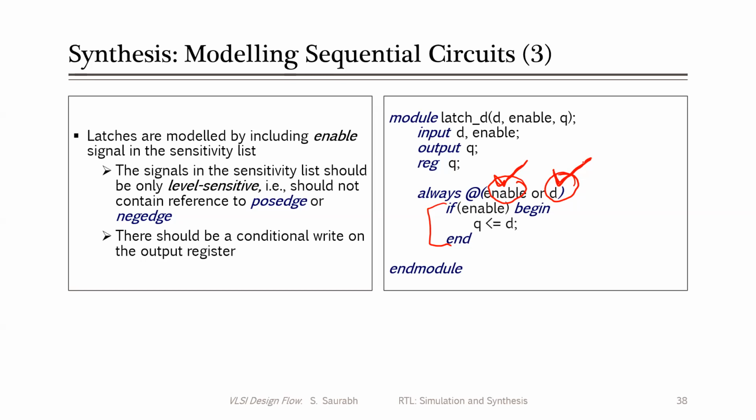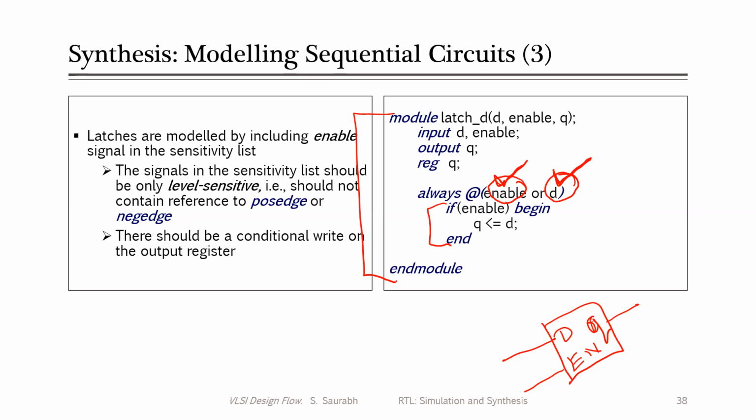Sir, what is D, sir? D is the data. If you have a latch, you have three inputs, right? One is enable, one is D, and other is Q, right? So these are three inputs. Now this D, I want to model this kind of behavior of a latch. So this model is basically trying to capture a latch or model a latch.